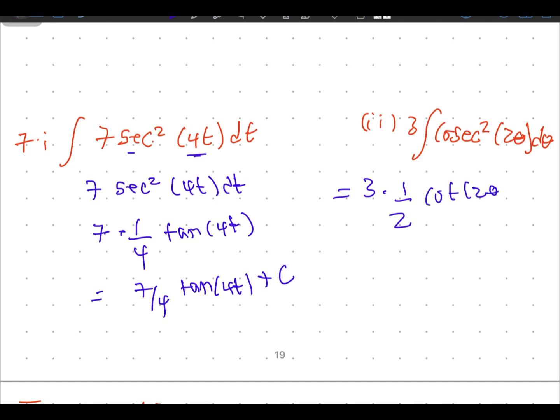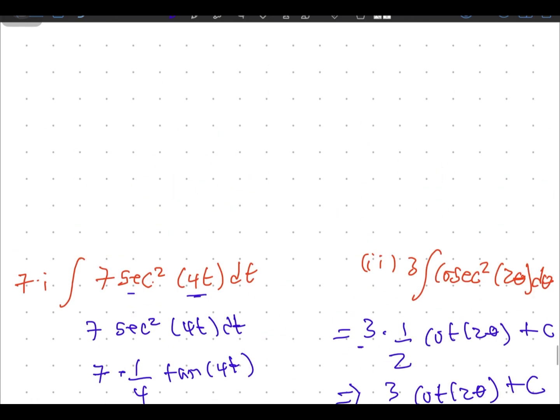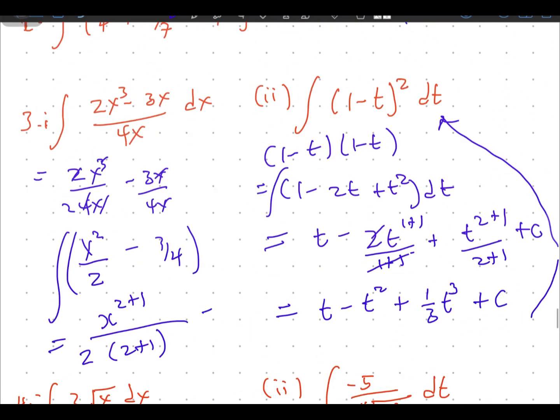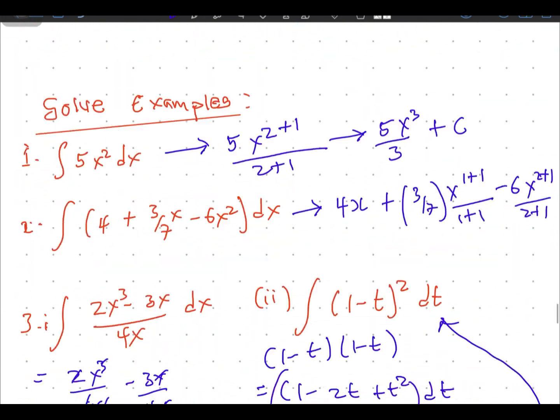And then referring to the standard integral, the integral of cosec square 2 theta is cot 2 theta, and therefore cot 2 theta. And then don't forget plus c. Sorry, the integral of cosec square 2 theta is a negative of it, so don't forget to bring the negative as well. So negative 3 over 2 cot 2 theta plus c. So this is the solution for these simple questions.